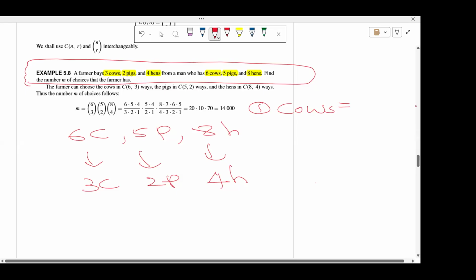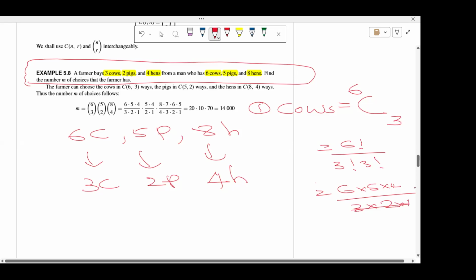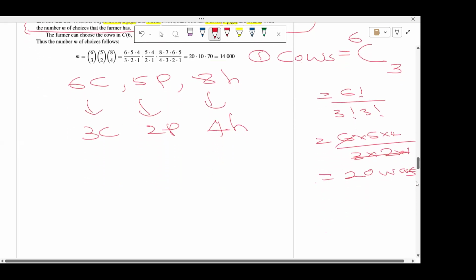So what is the answer for this? It is similar to: there are 6 students and we need to select 3 students for a competition. Similarly, here we have 6 cows, and from the 6 cows we need to select 3 cows, right? So the answer is 6C3, which is equal to 6 factorial over (6 minus 3) factorial into 3 factorial. So 6 into 5 into 4 into 3 factorial divided by 3 factorial into 3 into 2 into 1. We can cut down the 3 factorial, and 3 into 2 is 6, so we can cut down the 6. So 5 into 4, 20 ways we can select the cows, right?